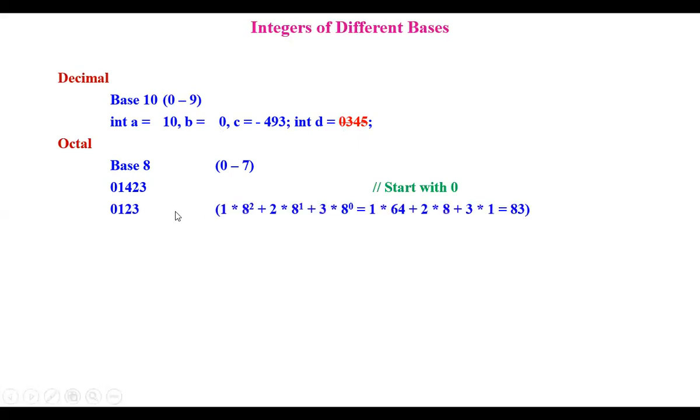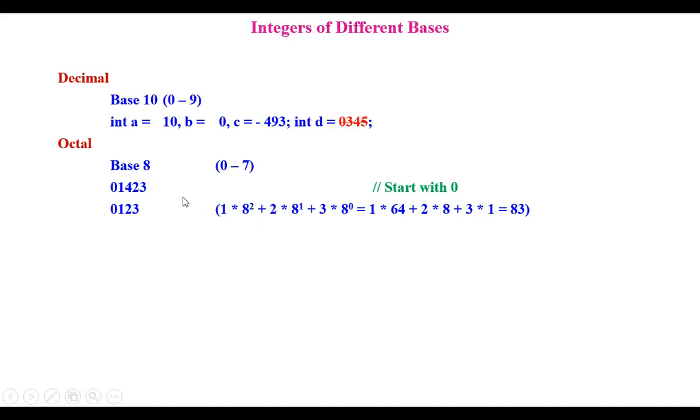Okay. Now, suppose I take 0123. 123 is the number which is in octal system, and I want to convert this into a decimal number. To convert this, we have to multiply these digits starting from 8 power 0 on the right side. Next 8 power 1, 8 power 2, like this. When you go to the left, the power of 8 increases by 1.